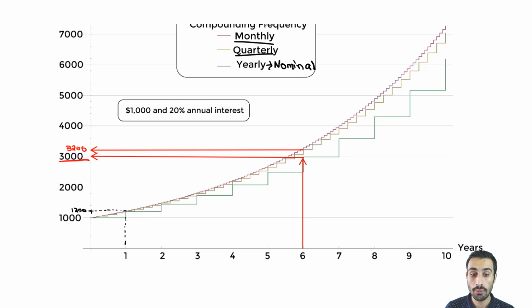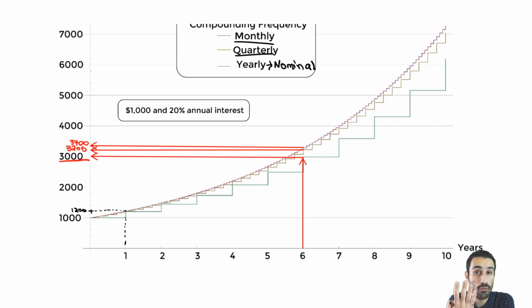Then the last one is going to be the monthly. So it's kind of hard to see, but it's going to be this one, and it should be bigger than the quarterly. And that one should be, let's say, 3,400 and something. So notice the pattern there. Yearly, you get the least amount. Then quarterly, you get a higher amount. And the greatest amount we get is when we have compounded monthly. That's if we're comparing just these three compounding frequencies. And just note, monthly has more compounding periods because you have 12 months in a year.